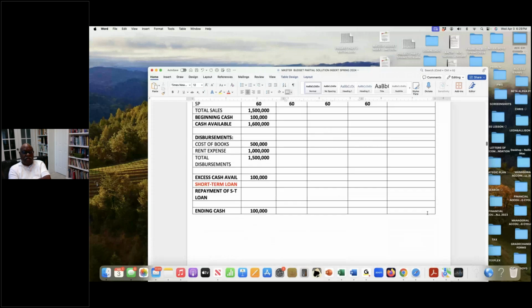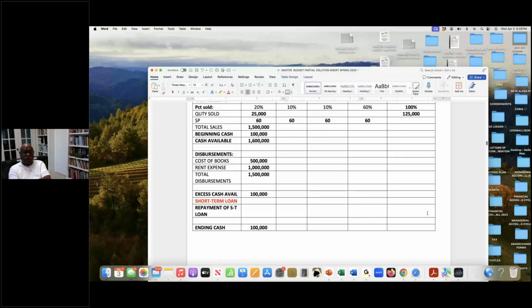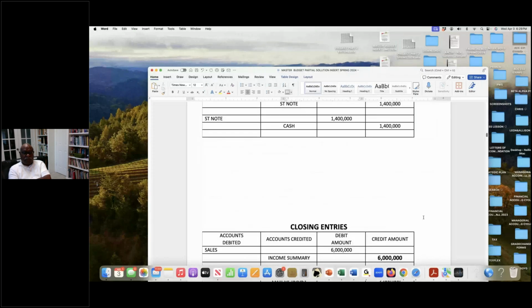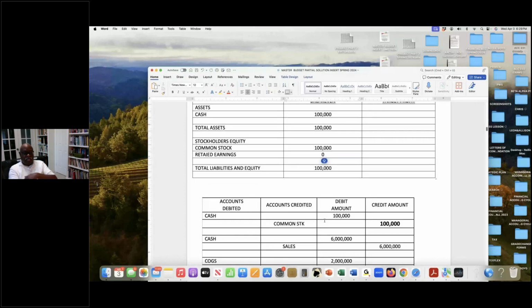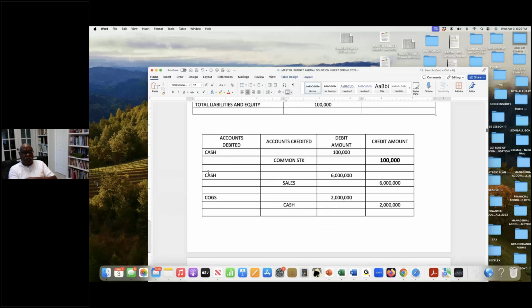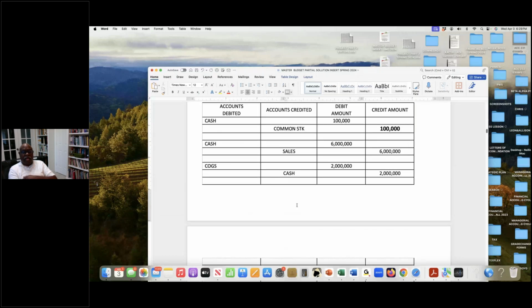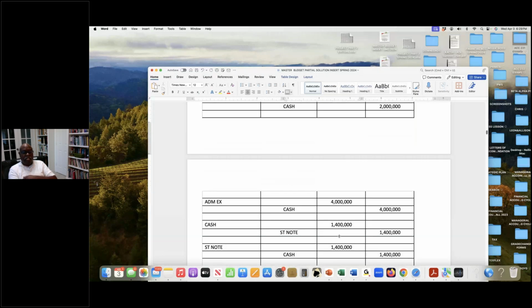After you finish the cash budget, you've got to make the journal entries. This first journal entry would not repeat because you already invested. But you need this journal entry, and this one, and this one. If you borrowed money and paid it back, you'll need journal entries. And then you need the closing entries.